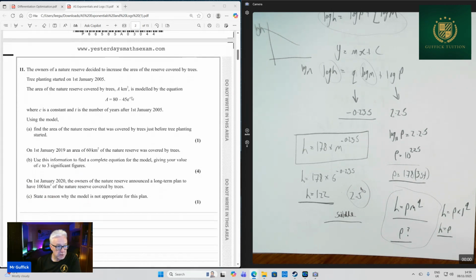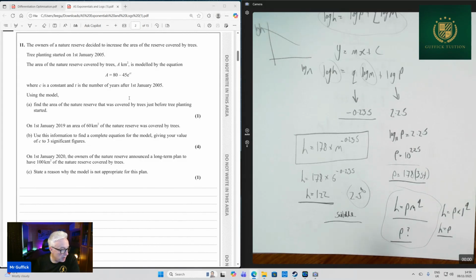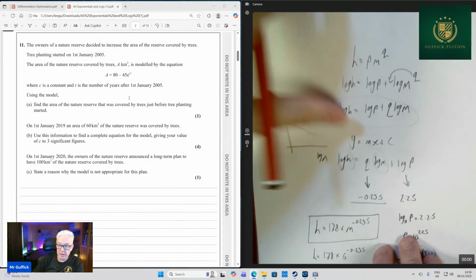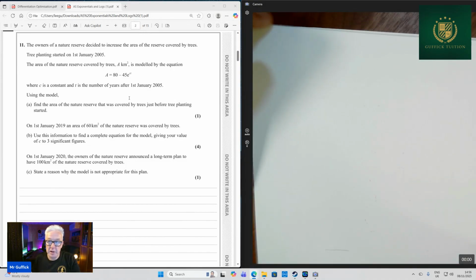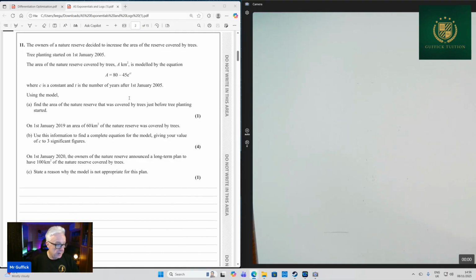Comes up a lot. The third type of question that I wanted to look at is an exponential modeling question. Again, they absolutely love these exponential modeling questions, and I think they're a really, really nice way to pick up some marks. Okay, so it says this. I like this question. It says the owners of a nature reserve decided to increase the area of the reserve covered by trees. Tree planting started on the 1st of January 2005. And it says the area of the nature reserve covered by trees, A kilometers squared, is modeled by that equation.